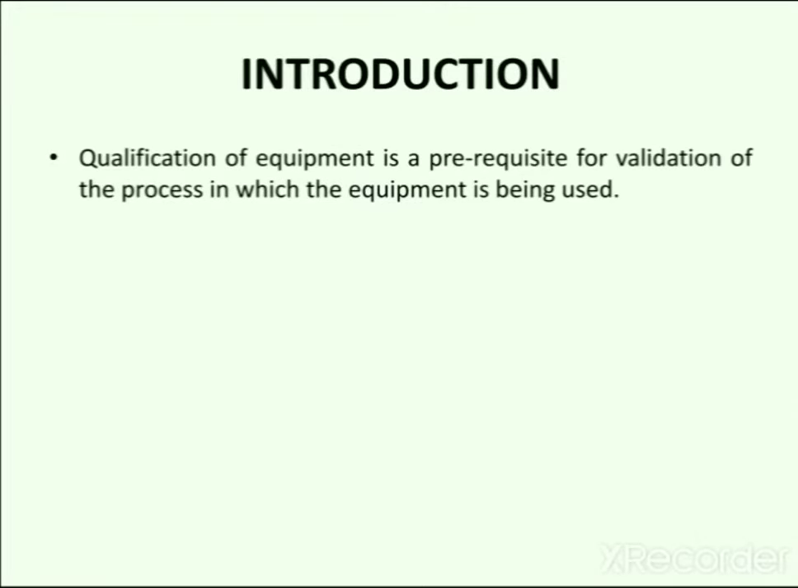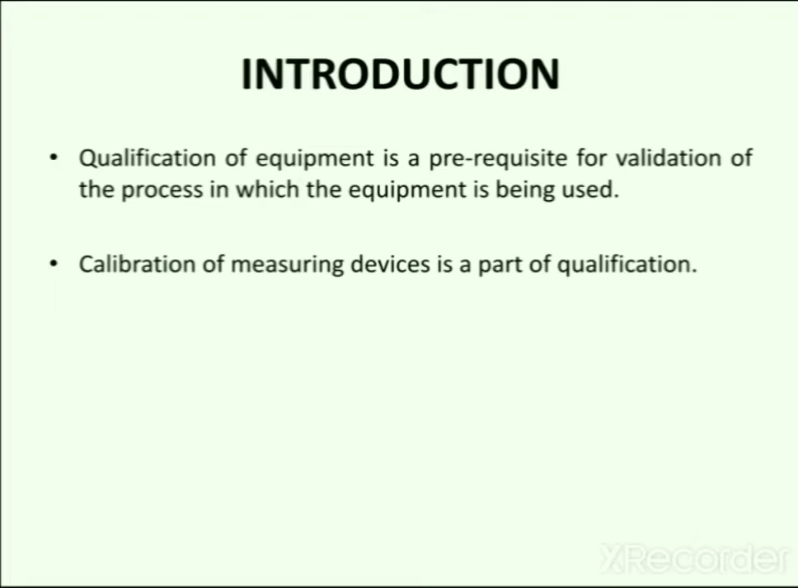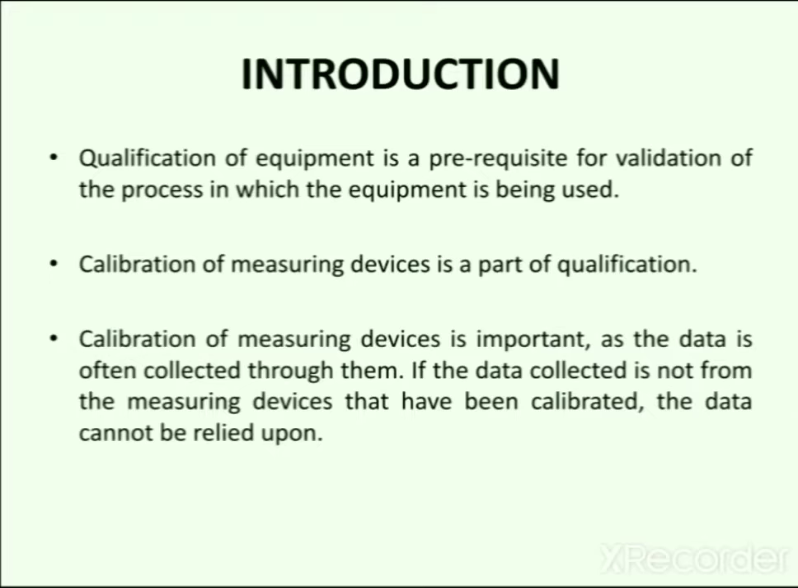In analytical chemistry, qualification of equipment is a prerequisite for validation of the process in which the equipment is being used, and calibration of various measuring devices is an important part of qualification. Various measuring devices include various types of glassware and instruments used in analytical chemistry. Calibration of these devices is very important as we are dependent on these instruments for data collection. If the glassware and instruments used in any type of data collection process are not calibrated, then the data obtained will be under a big question mark.